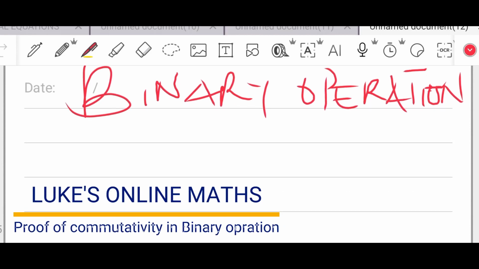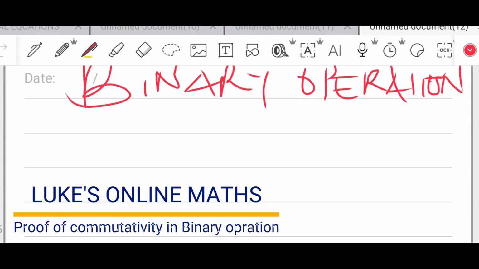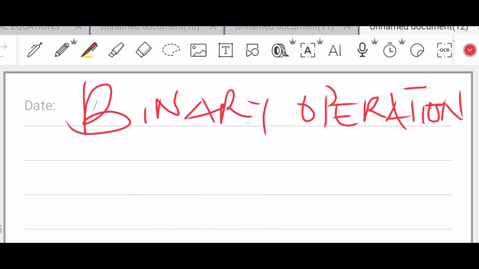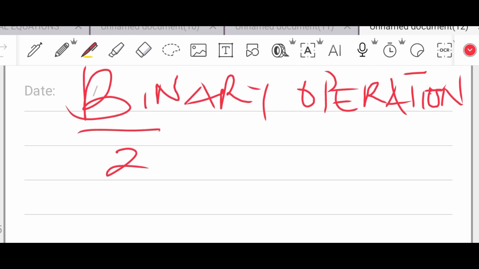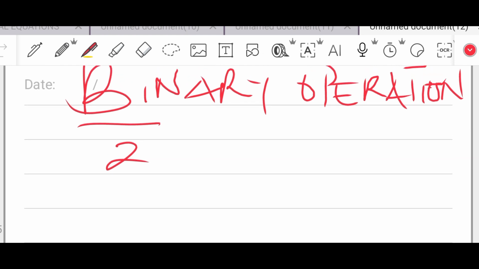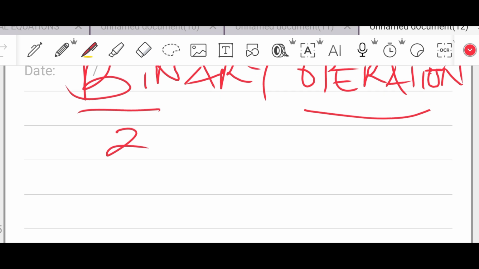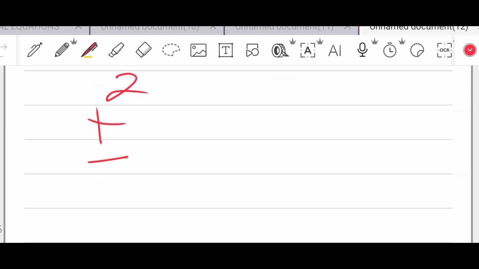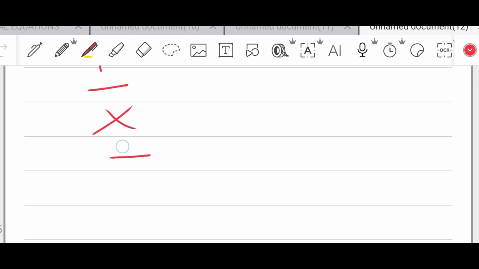Right. We want to look at what binary operation is. Now, looking at the word binary, BI, it implies two. So binary operation describes any operation that involves two elements to produce another element. So in mathematics, the basic operations we know of are addition, subtraction, multiplication, and division.